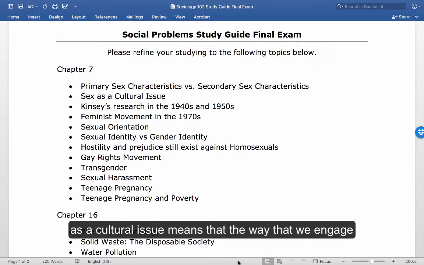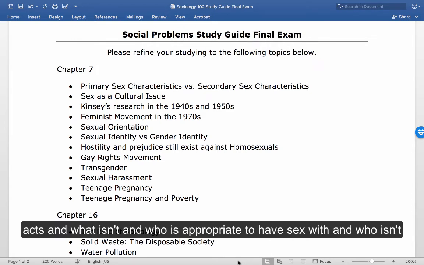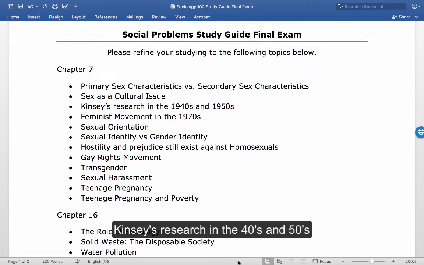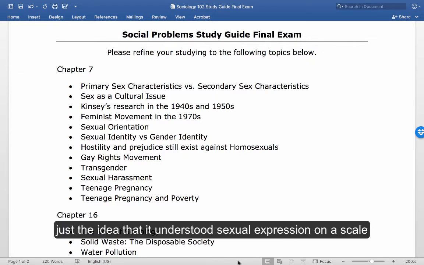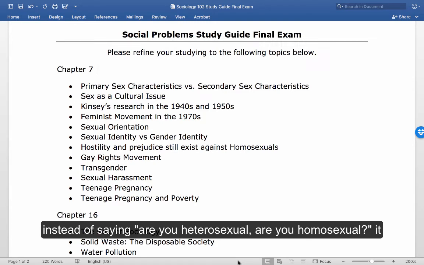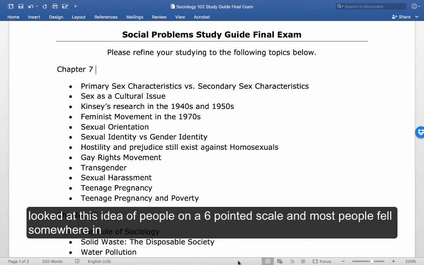This idea of sex as a cultural issue means that the way that we engage in sexual activity is guided by our culture. So the norms of our culture will say what is appropriate sexual acts and what isn't, and who is appropriate to have sex with and who isn't. Kinsey's research in the 40s and 50s, just the idea that it understood sexual expression on a scale. Instead of saying, are you heterosexual, are you homosexual, it looked at people on a six-pointed scale, and most people fell somewhere in the middle.